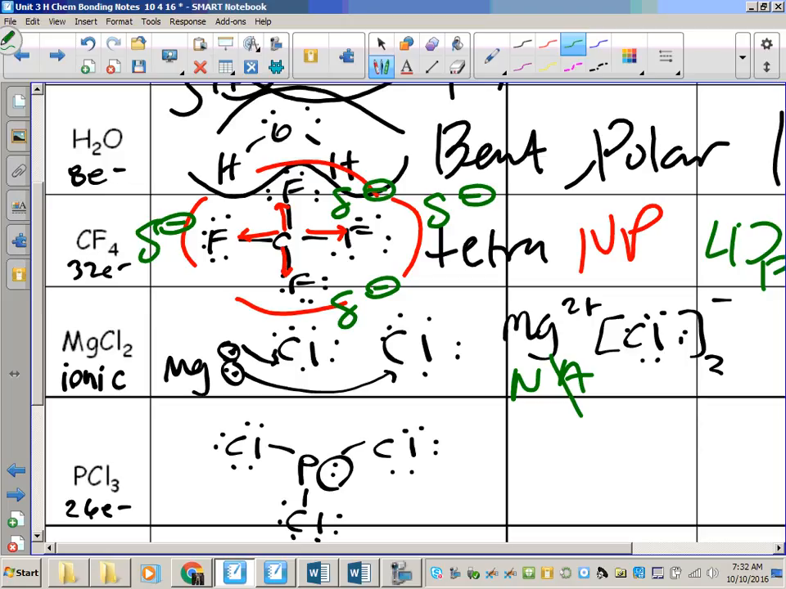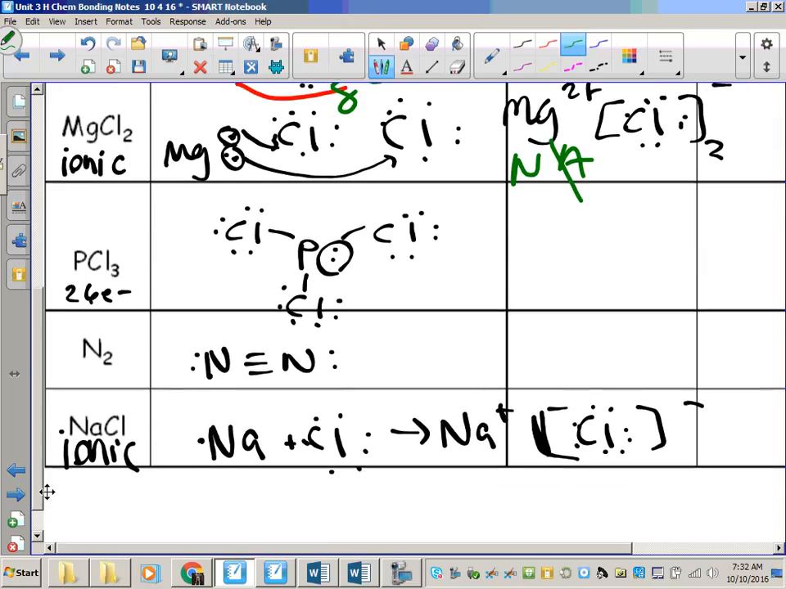Next one, PCl3. What's its shape? Shout it out. If I need to keep reviewing that, I will, but look on your little cheat sheet in front of you: 3 ligands and 1 lone pair. Trigonal pyramidal. I drew it a little differently than the first trigonal pyramidal, because I wanted you to think about it. So we've got 3 legs, 1 lone pair. This one's trigonal pyramidal. Polar or nonpolar based on its geometry?